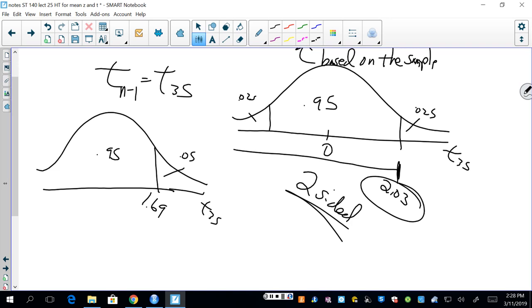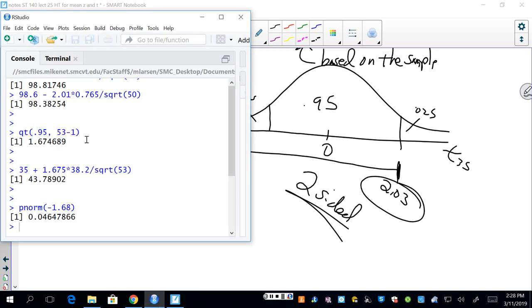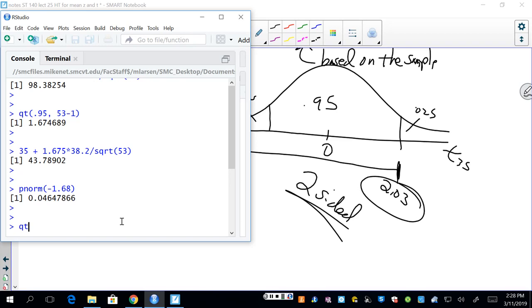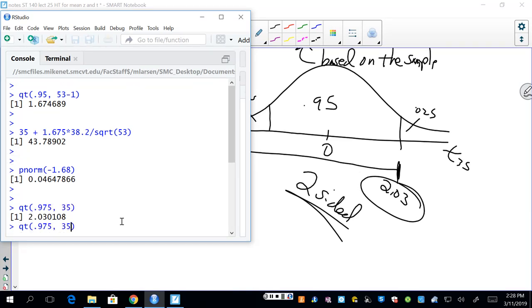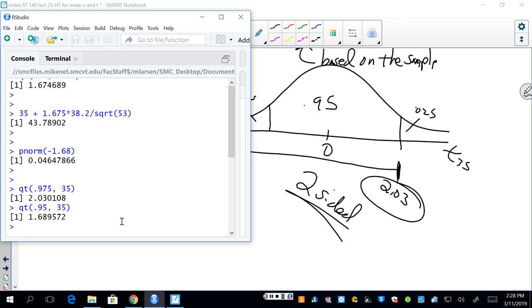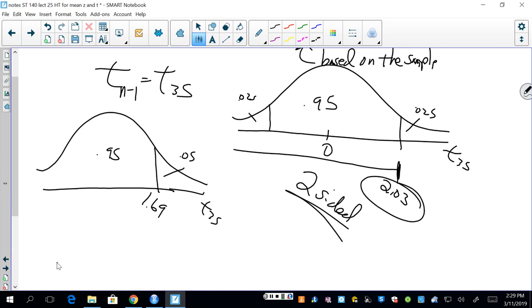In R, did I say that before? There's a quantile t distribution function that gives these values. So qt of 0.975 with 35 degrees of freedom gives that, and then with 0.95 area gives that value. So you're going to calculate the same test statistic. You have to change the values of standard deviation. But instead of comparing it to 1.96, I'm going to compare it to 2.03. It's not going to be significant. One-sided, it's really quite close.